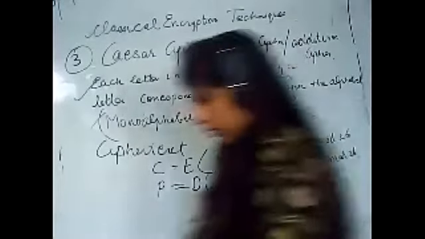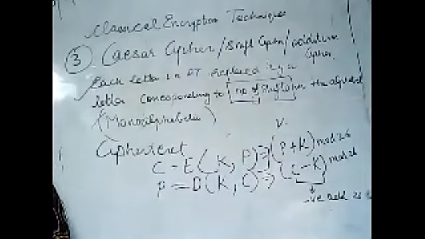That is C minus K mod 26. If this C minus K comes out to be negative, then we have to add 26 to it. We will be adding 26 if we get a negative value. Clear? So this is how we can represent this Caesar cipher.